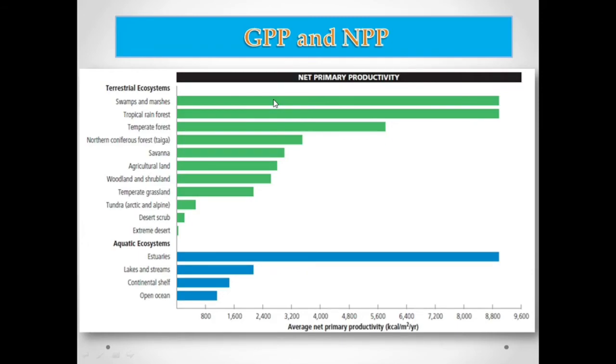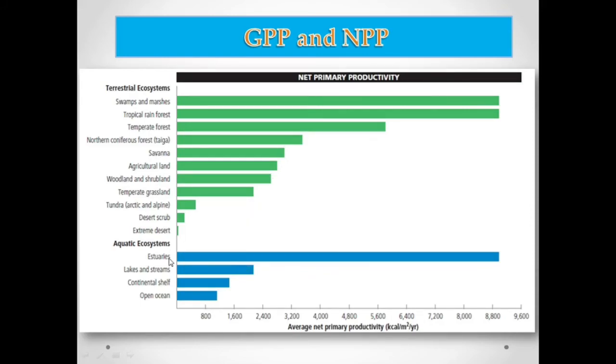Plant matter, and only the plant matter represented by NPP, is available as nutrients for consumers. Okay, so this is actually the availability of the stored chemical energy from the producers, which is available for the consumers. Okay, so that's it. So this is the differentiation of the net primary productivity between the terrestrial ecosystems and the aquatic ecosystems.